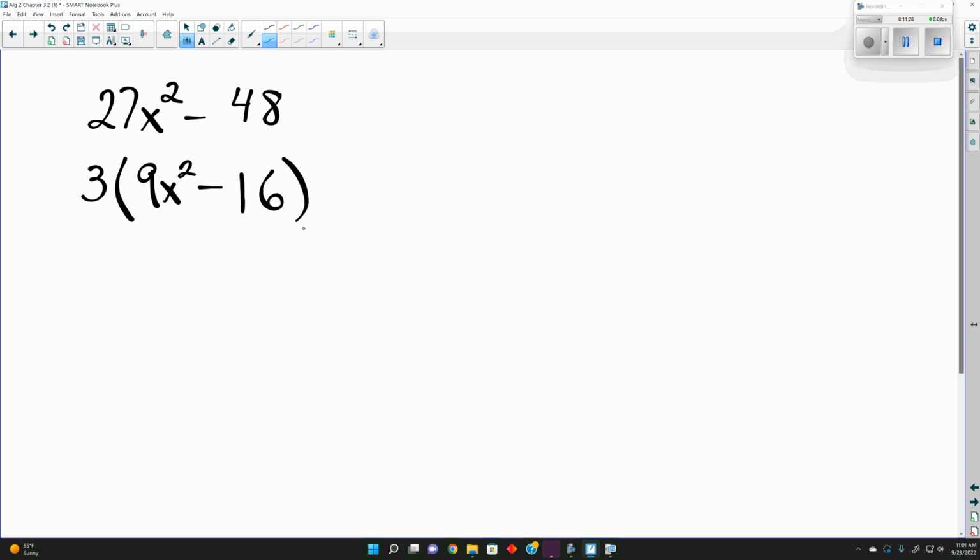Now do we have something that is a perfect square? Because now 9x squared is a perfect square, yes? 16 is a perfect square. So we can say 3x minus 4 times 3x plus 4. So sometimes there's perfect squares there. We just have to find the factor to pull out to make it so.